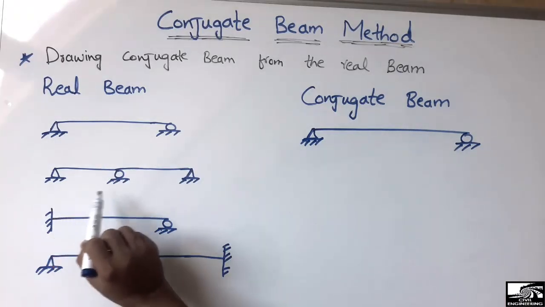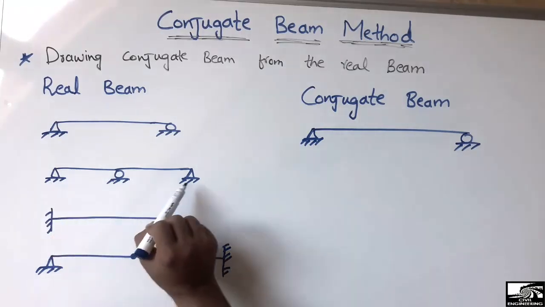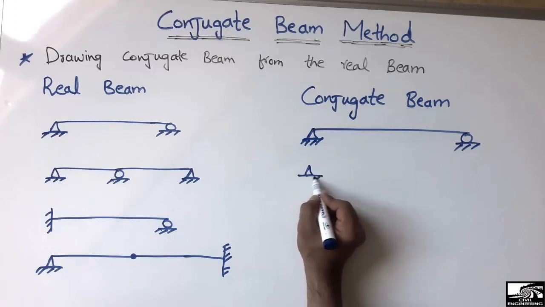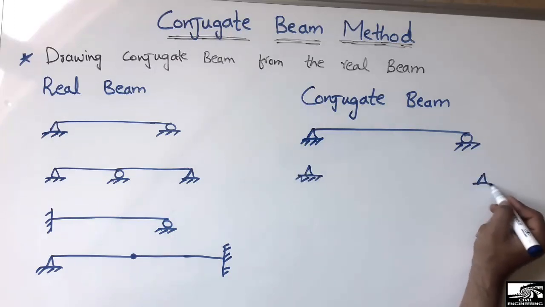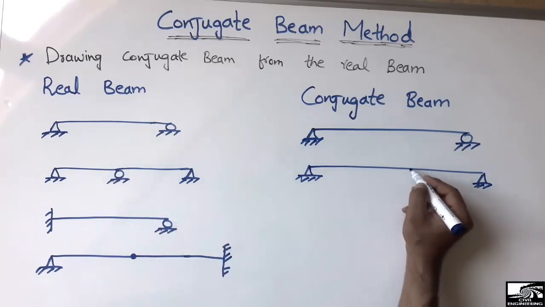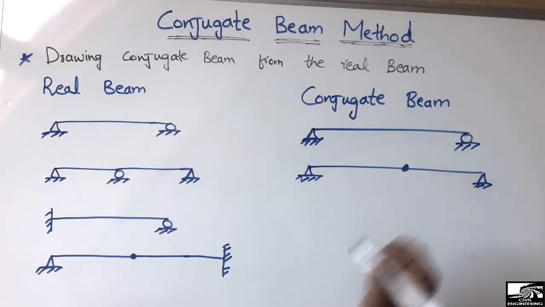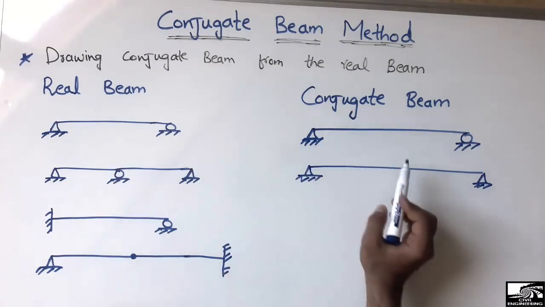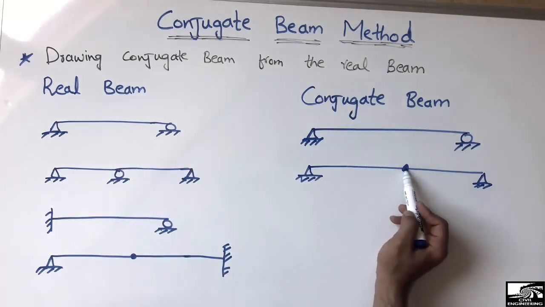Now consider the other case in which we have three supports, two at the ends and one at the center. The end supports are not changed if they are hinge or roller supports, but the interior support is replaced by the internal hinge. So this is the internal hinge and this is the interior support. So the interior support is changed to the internal hinge.